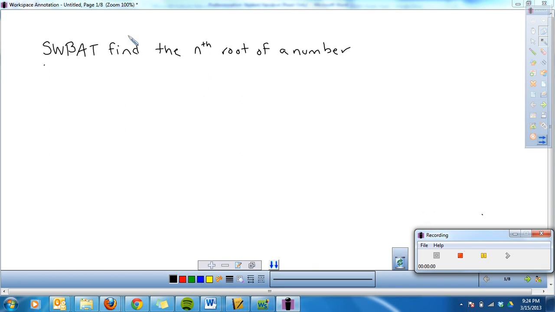Alright, today's video is about finding roots, perfect squares, and cubed roots. So our objective is students will be able to find the nth root of a number.